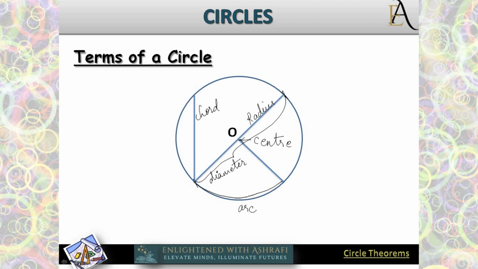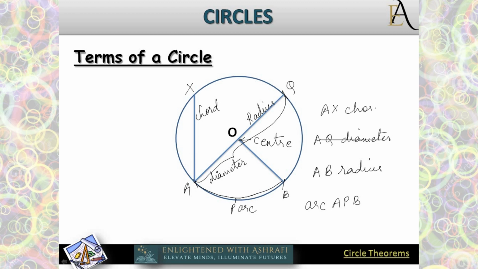It is a part of a circumference. This is known as an arc. So if I have points P and B, we have arc APB. AB is my radius, AQ is diameter, and AX is chord.